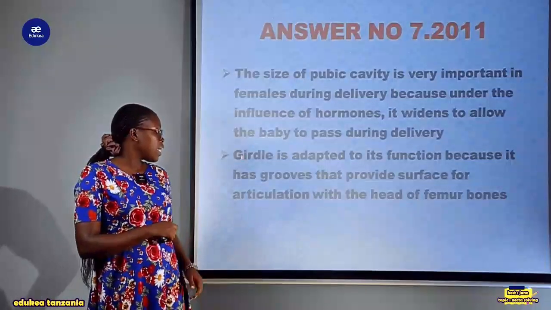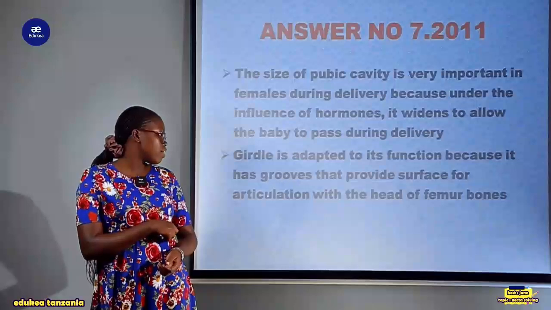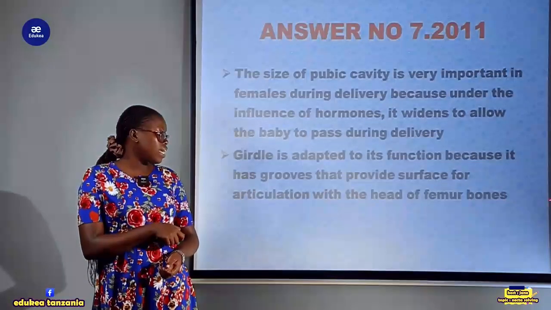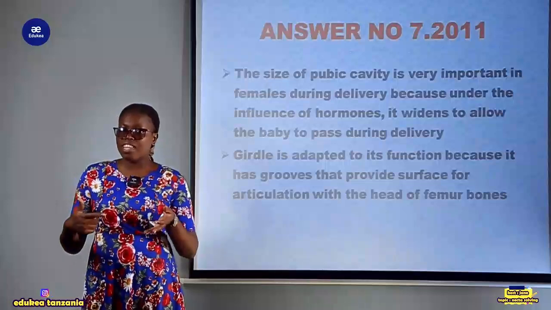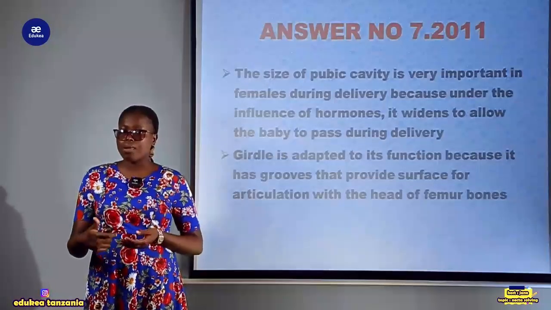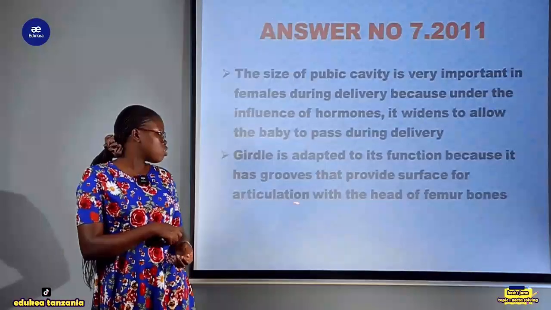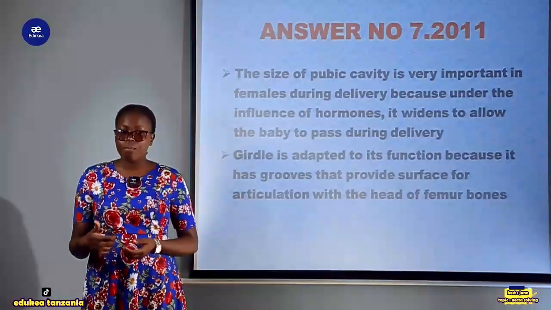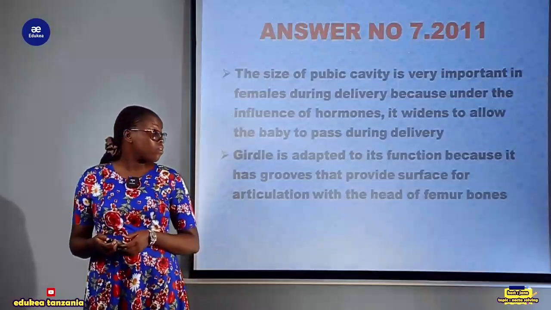Vile vile girdle is adapted to its function because it has grooves that provide the surface area for articulation with the head of the femur bone. Kwa katika widening, kwa kuweza provide this side surface area, one of the adaptation ni kwamba inakuwa ina grooves kwa ajili ya kuweza provide surface area for the articulation with the head of the femur bones, ambao femur bones ndio hizi hapa za kwenye mapaja.